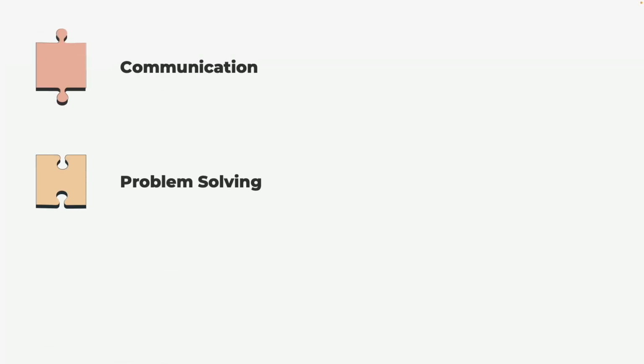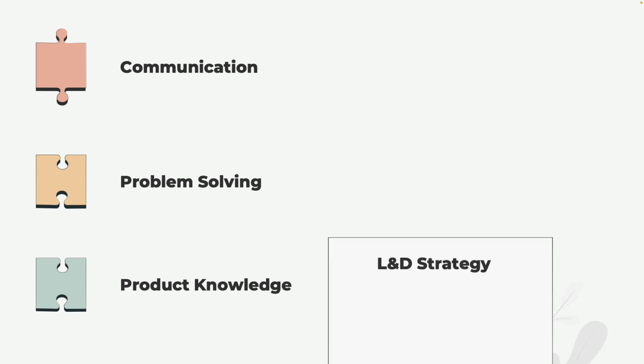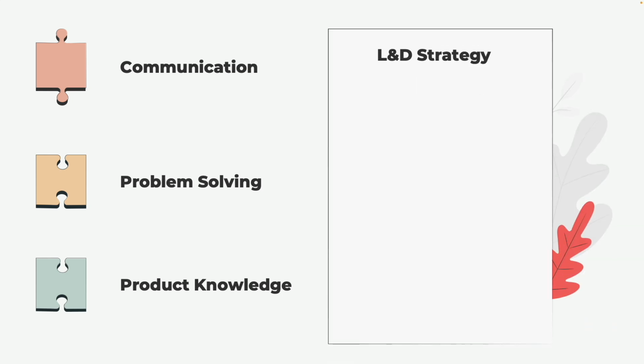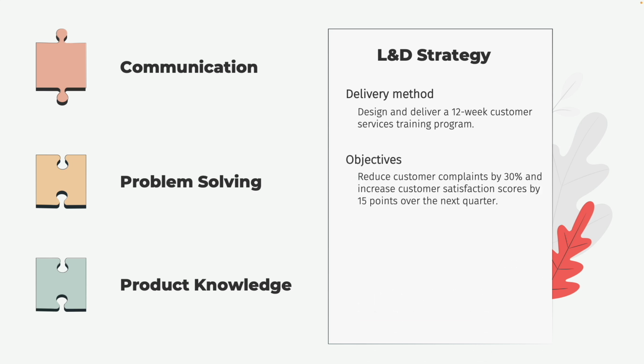Let's say that your company focuses on enhancing communication skills, problem-solving abilities, and product knowledge of frontline employees. Your learning strategy in this case would include the following. The delivery method, in our case, would be to design and deliver a 12-week customer service training program. The specific objectives are to reduce customer complaints by 30% and increase customer satisfaction scores by 15 points over the next quarter.